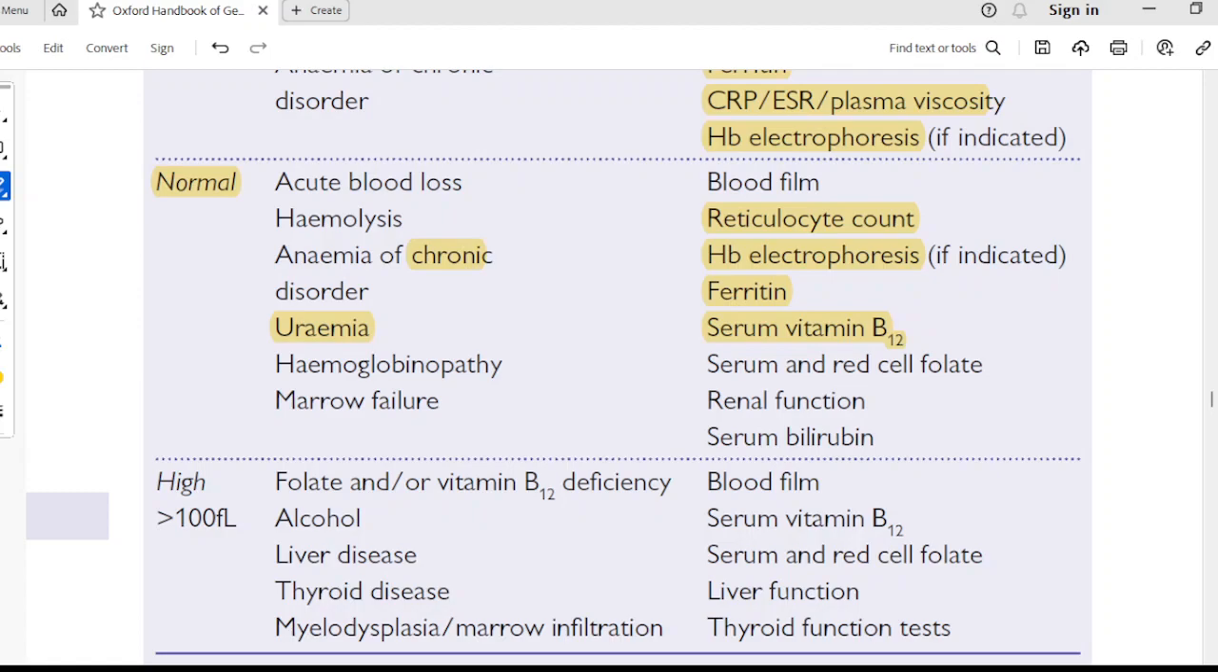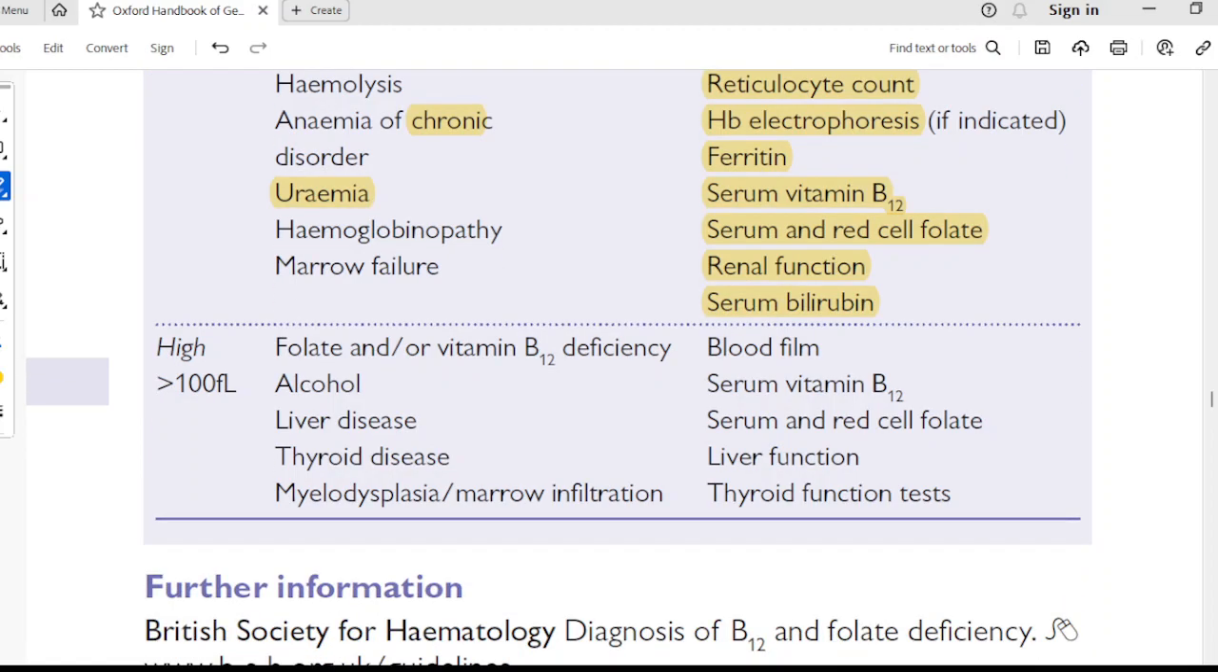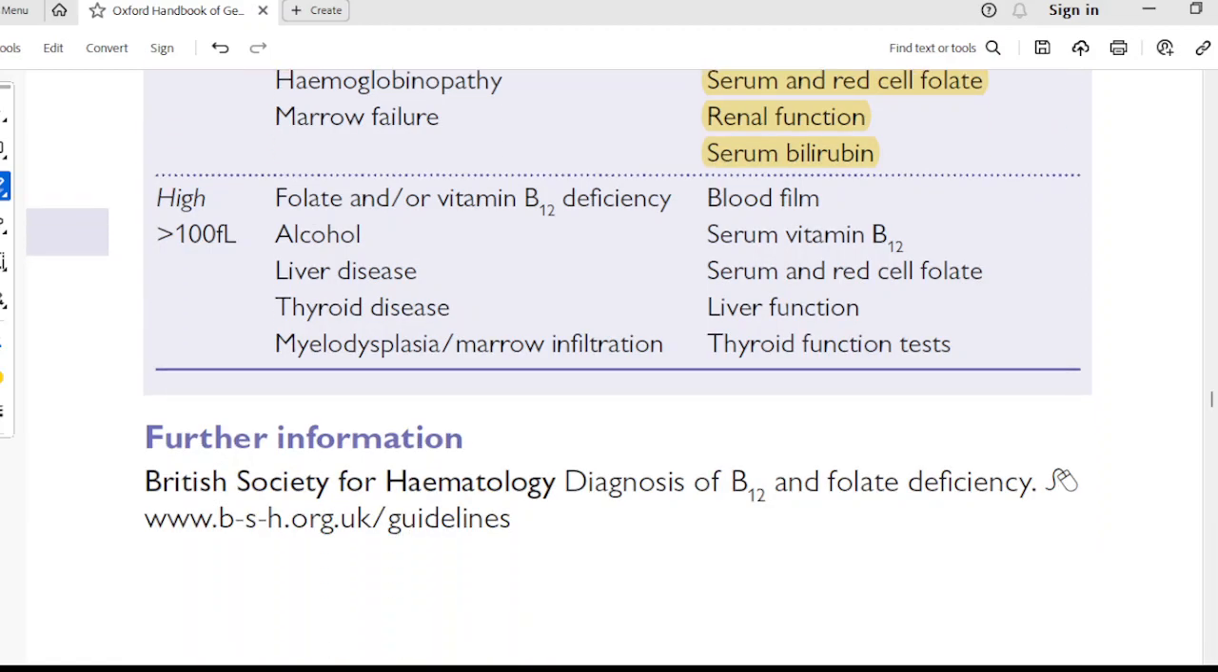Hemoglobin electrophoresis for hemoglobinopathies, ferritin levels for iron deficiency, serum acute phase reactants because of anemia of chronic disease, and serum B12 levels, red cell folate levels, renal function and serum bilirubin. When the MCV is high, the causes are folate or B12 deficiency, alcohol, liver disease, thyroid disease, myelodysplasia or marrow infiltration. So you do a blood film, serum vitamin B12, red cell folate, liver function and thyroid function tests.